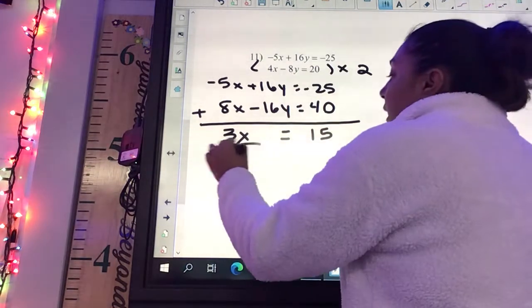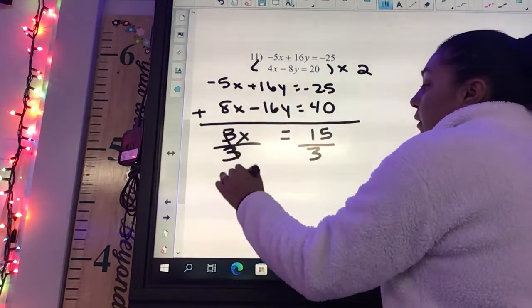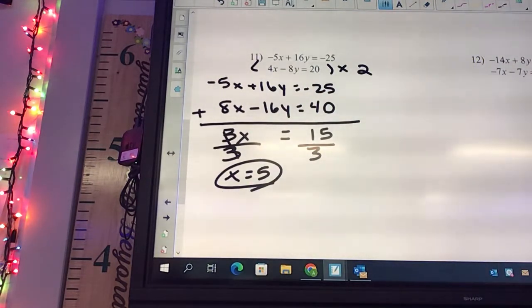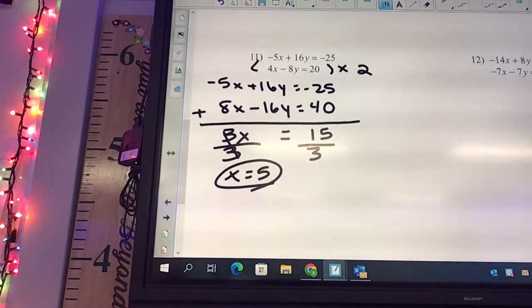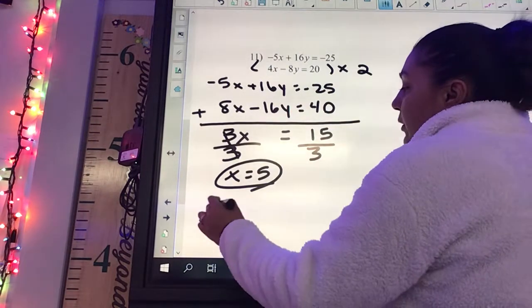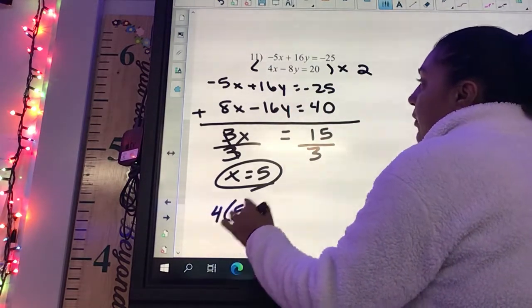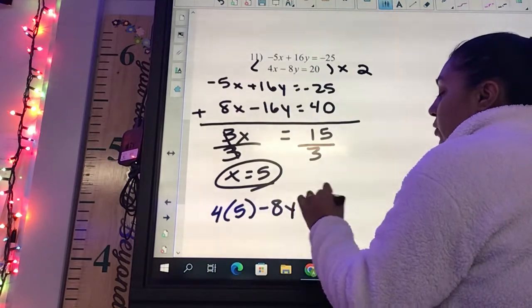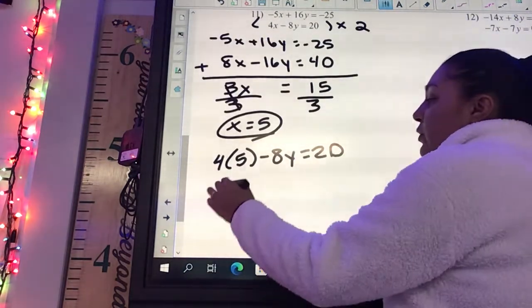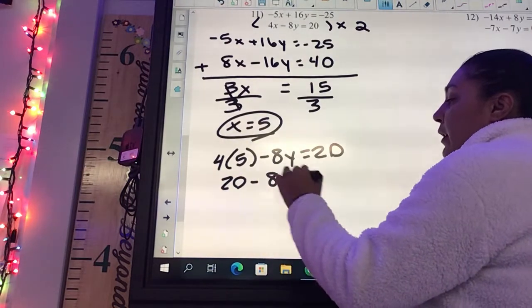Then I'm going to divide by 3. So I got x equals 5. With that, I can plug it into the original equation. It does not matter which. I'm going to use the bottom one. So I got 4 times 5 minus 8y equals 20. Well, 4 times 5 is 20, minus 8y equals 20.